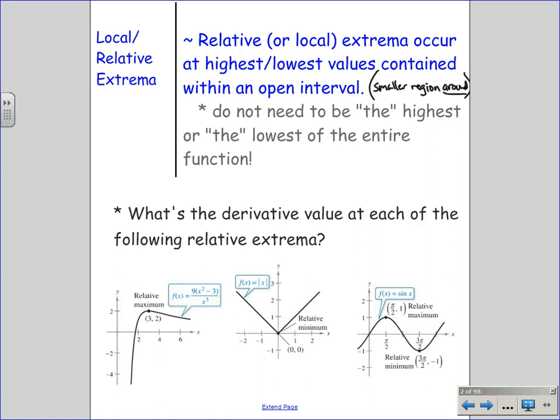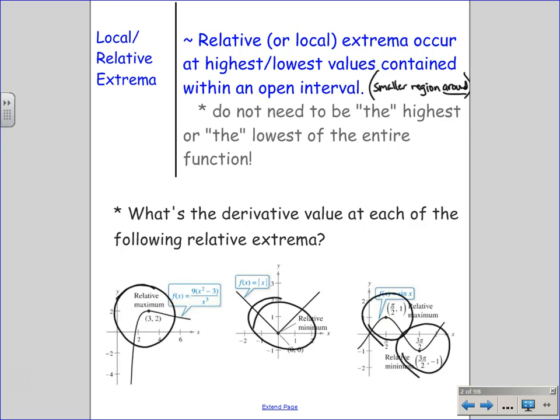So that's the difference between absolute and local relative. Absolute, it's the highest, the lowest of whatever's been given to you, sometimes with some sort of restricted interval or domain that you're looking at. Local or relative just has to be a highest or a lowest. So each of these that are graphed below are relative. They could be absolute as well, to be honest, but they're at least relative. I can see a little region around each of them.